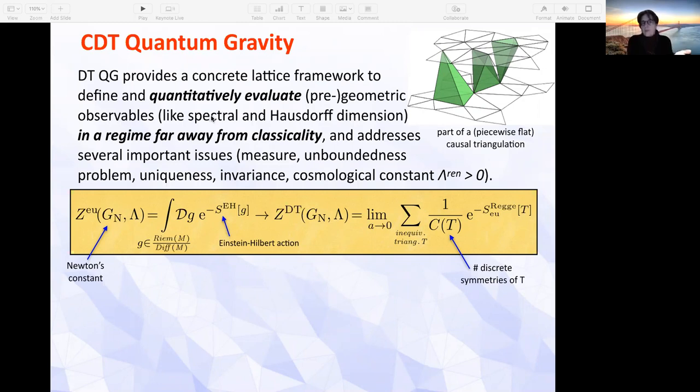So I'm citing spectra and Hausdorff dimension. I'll return to those later, and it enabled one really to compute and understand them in a regime very far from classical looking geometries. It also addressed various other issues that are more important from the point of view of, hey, what kind of quantum gravity theory is it? But let me not go into them.